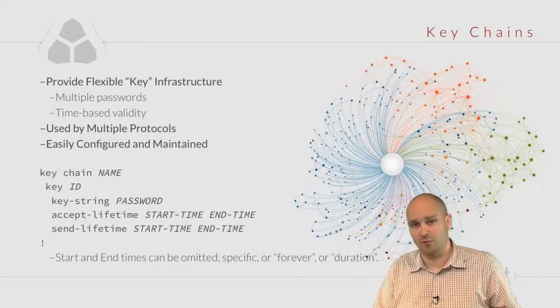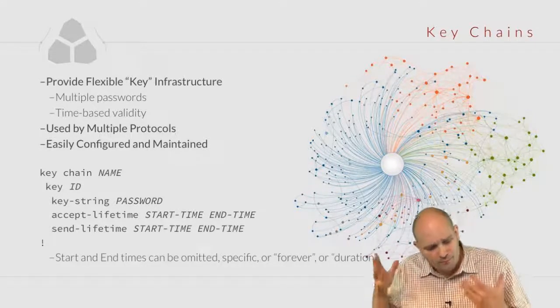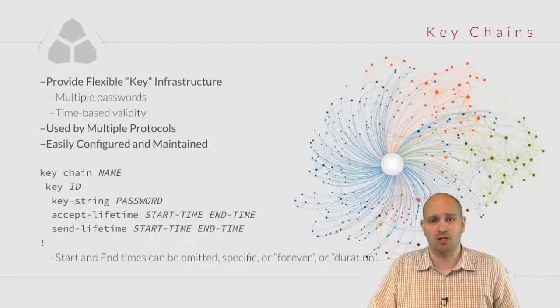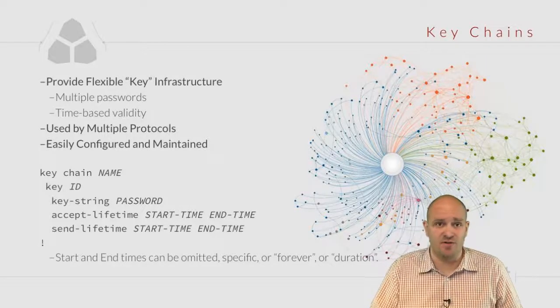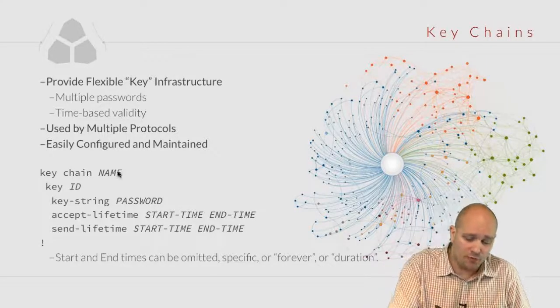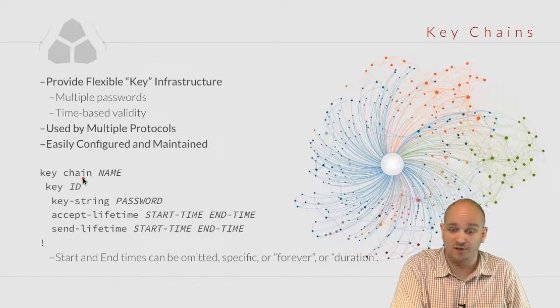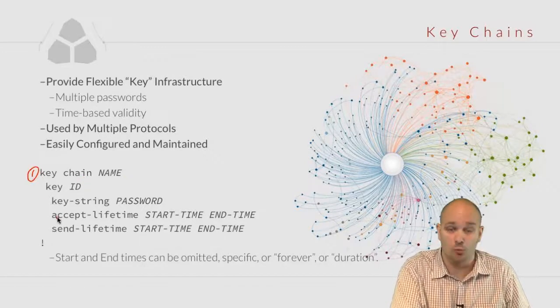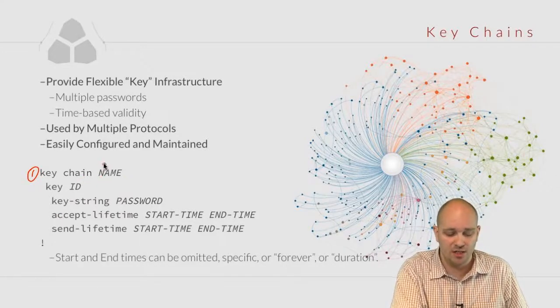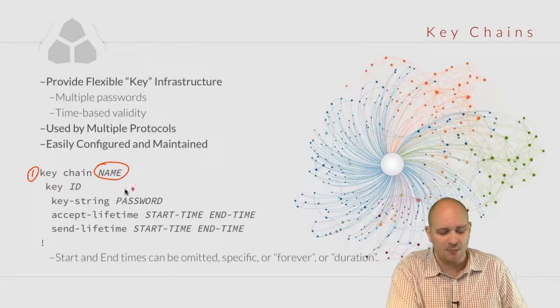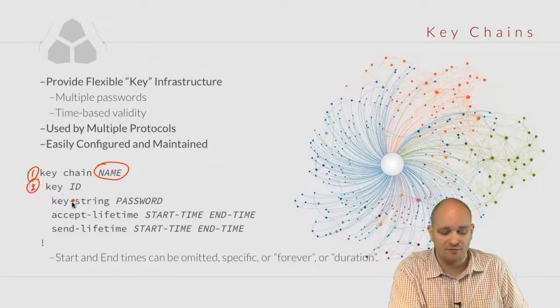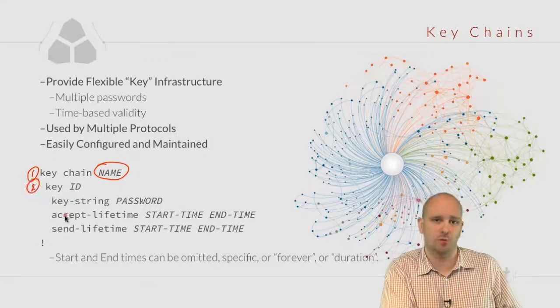Pretty cool when you come to think about it. Now, if we take a look at how the keychains are configured, it's very straightforward. What we need to do first is say that we are defining a keychain. So this is in line 1 of the configuration. We are defining the keychain under the name. Then in line number 2, we have to specify the key that we are going to use.